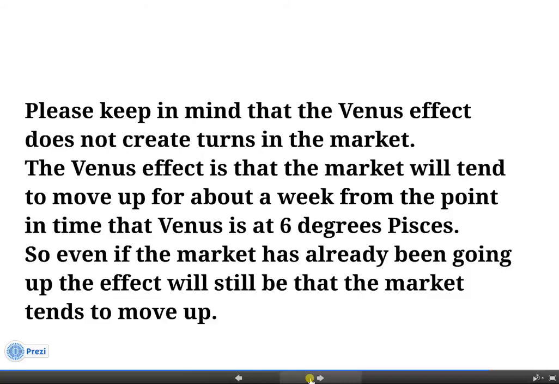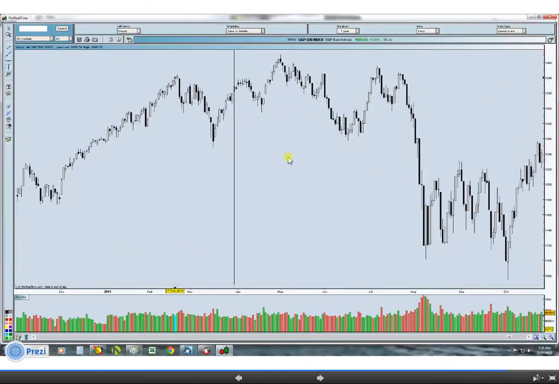So even if the market has already been going up, which we've seen in numerous charts already, the effect is that it will continue to go up for about a week after that. So that can actually be helpful also. The market's moving up here, we see the Venus effect, and it continues to move up for a few days and then goes sideways before it eventually retraces down for a while, and then of course moves back up there.